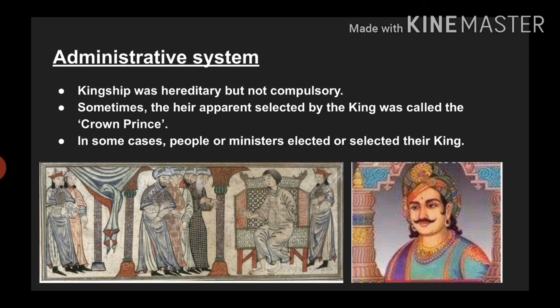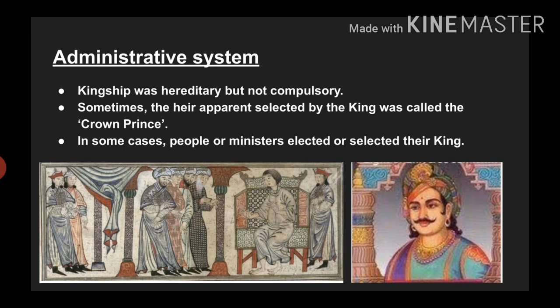So, administrative system. After the 7th century, various Rajput dynasties ruled in India. The kingship was hereditary, but it was not compulsory that the eldest son would always automatically become the next king. The higher authority selected by the king could also be crowned. And in some cases, people and ministers elected the king.